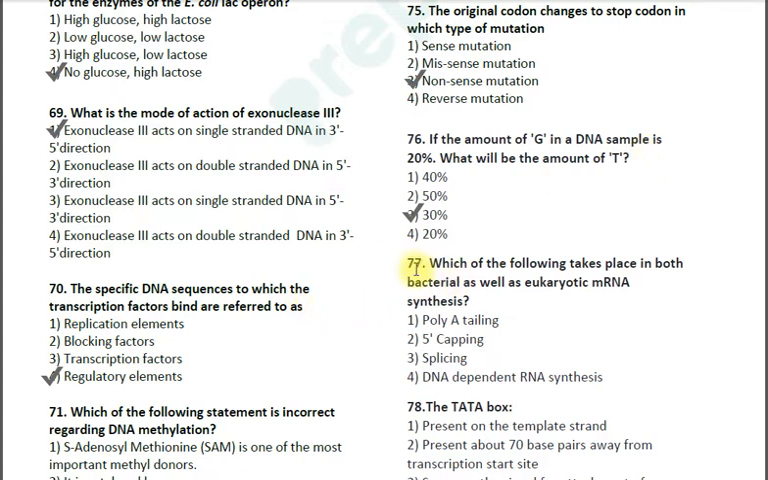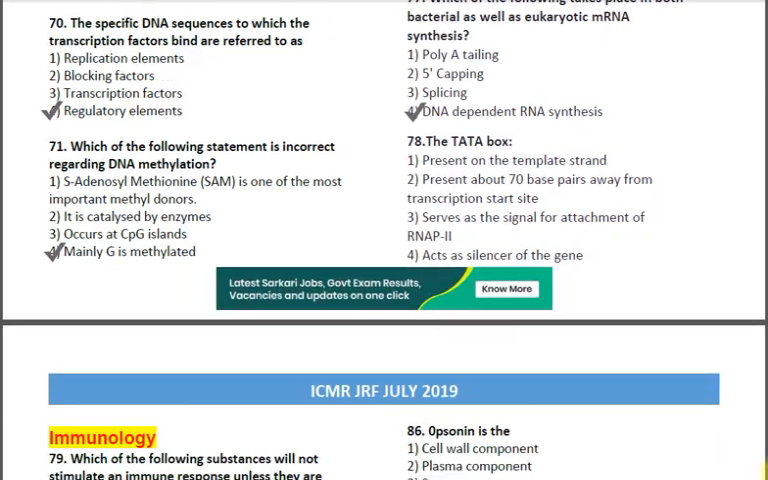Now moving to the next question, question number 77. Which of the following takes place in both bacterial as well as eukaryotic messenger RNA synthesis? Takes place in both, that means common in both. The options are 1, poly A tailing, second option is 5' capping, third option is splicing, fourth option is DNA dependent RNA synthesis. So here the correct option is option number 4, DNA dependent RNA synthesis.